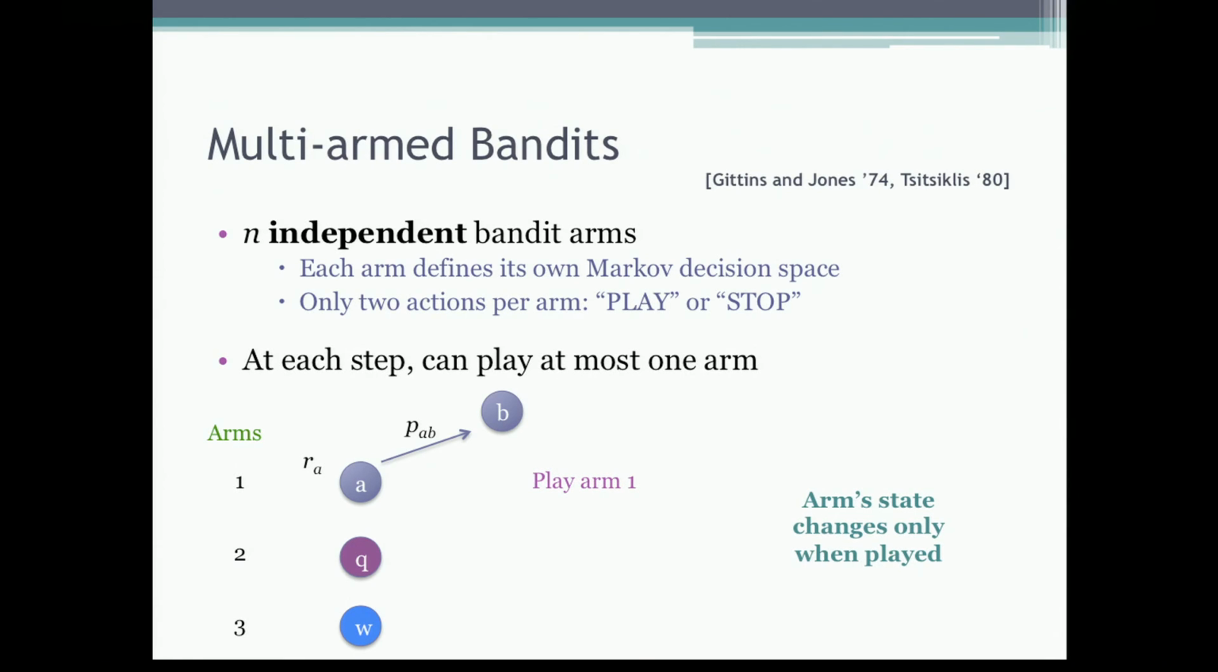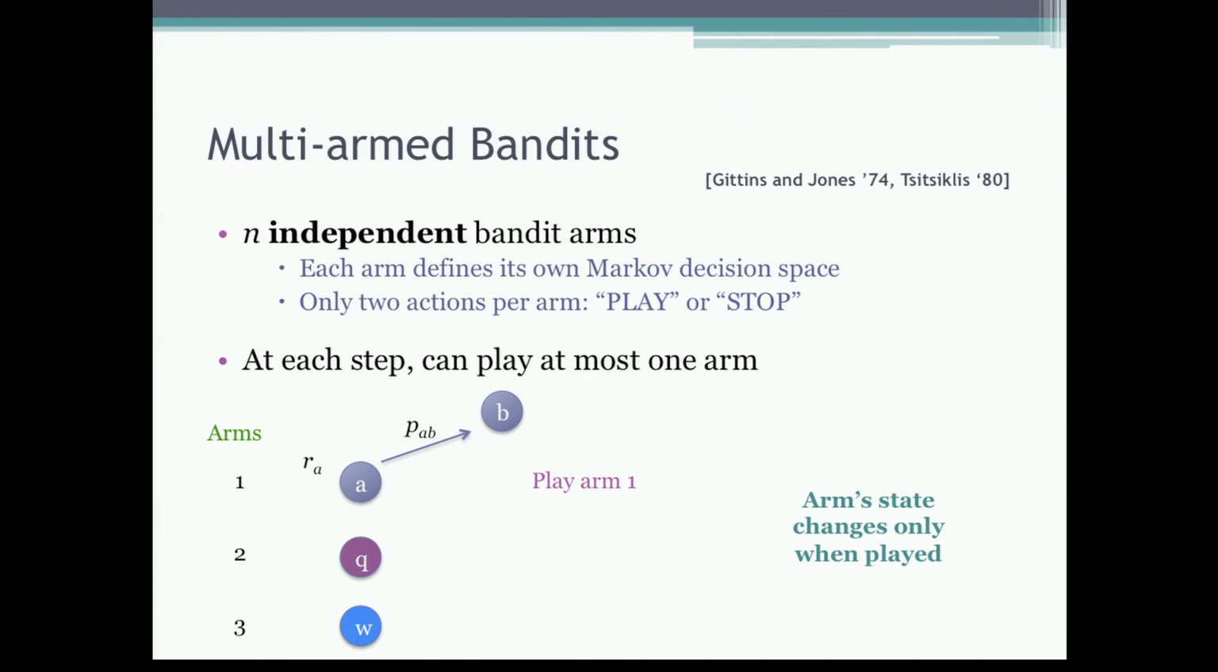So at each step, you have n arms. Each arm is in some state. Suppose these are the states. The actions available to you are that you can play the first arm, or the second arm, or the third arm, and so on. So you can play one of these arms. Whatever arm you play, its state transitions according to the transition matrix, and it gives its reward. And the arms that you don't play, their state remains the same.